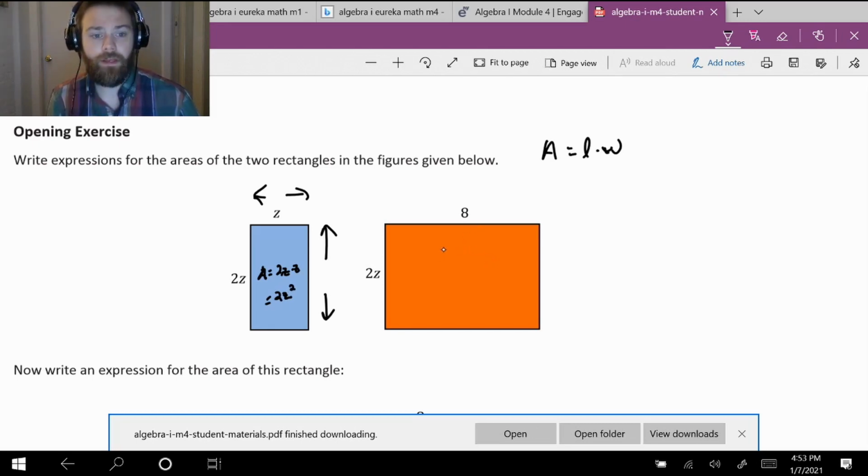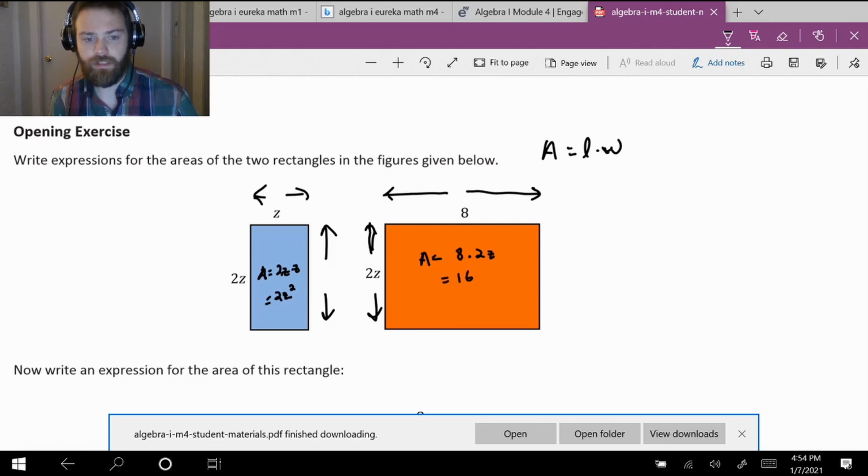And then if you take a look at this one, my longer side, at least how it's looking, is the 8, okay? So if that's my longer side, then 2z is my shorter side. So my area is equal to length times width, which is 8 times 2z, which is equal to 16z, okay?